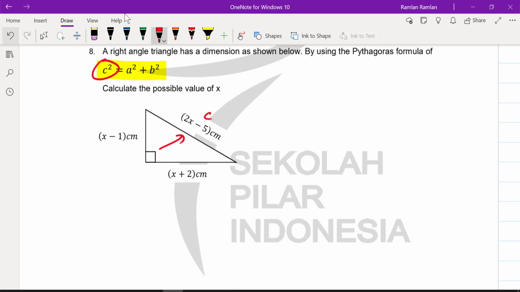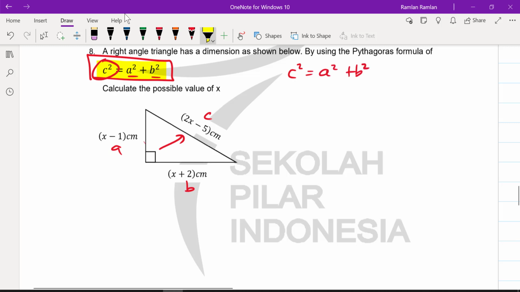Then the a and b in this formula, it doesn't matter which one is which. These two can be just a and b. If this is a, this is going to be b, and if this is b, this is going to be a. It doesn't really matter. So I'm just going to name this a, and this is b. Which means we only need to substitute everything into this formula over here, right? So I'm going to rewrite the formula again: c squared equals a squared plus b squared.